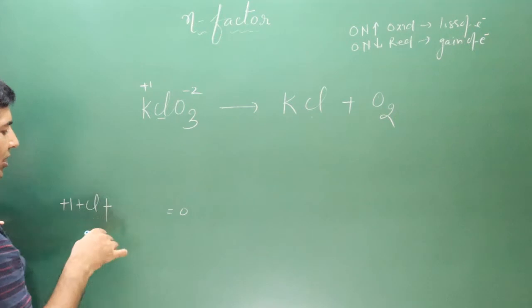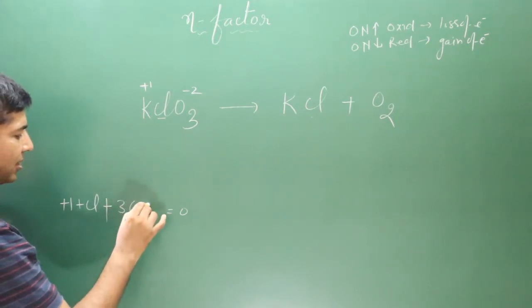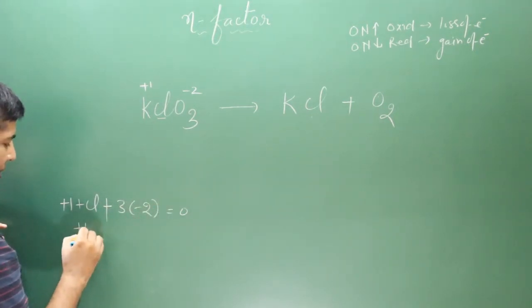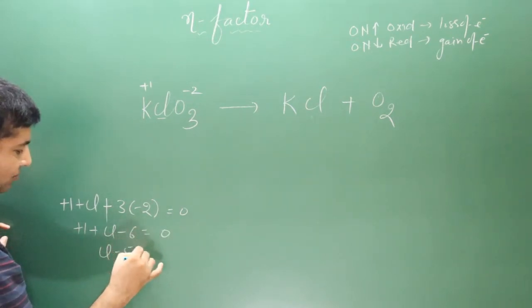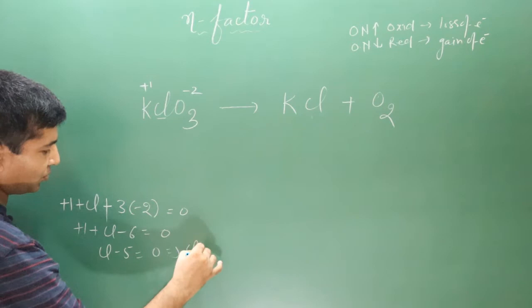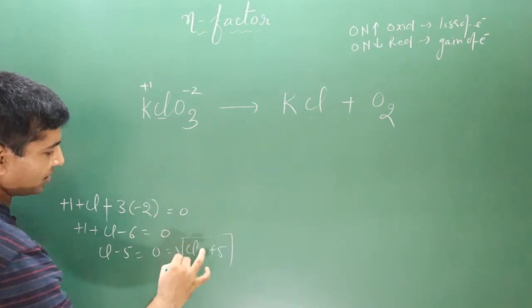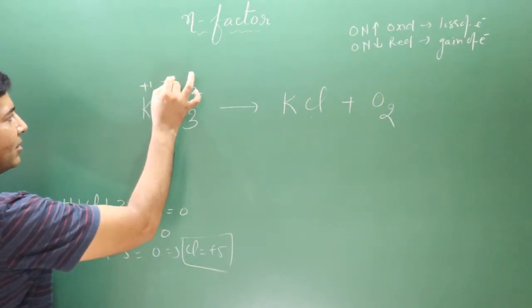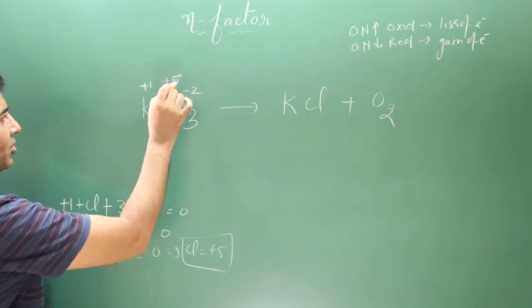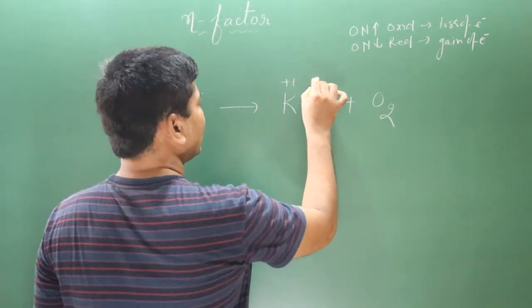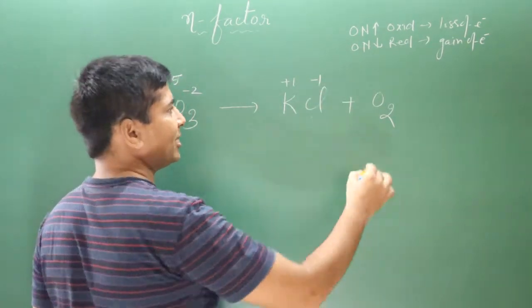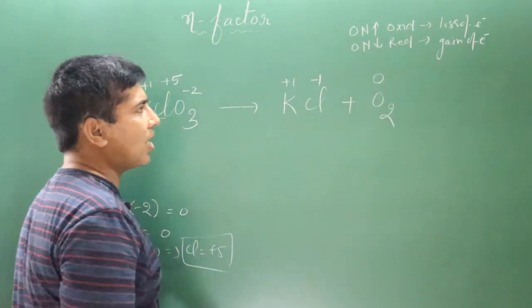Cl, for which we have to calculate the oxidation number, and 3 oxygen, each oxygen is what? -2, so 3 times -2 is -6. Then Cl minus 5 is equal to 0, and then we get Cl is equal to what? Plus 5. Cl is present in plus 5 oxidation number. On the other side, potassium is plus 1, then Cl will obviously be in minus 1, and Cl2 is a neutral molecule, so it has 0 oxidation number.